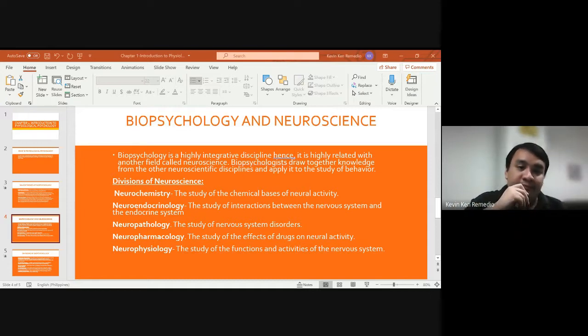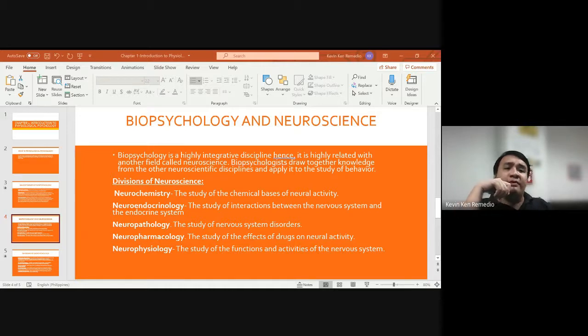neuropathology. Simple. Study of nervous system disorders. Some nervous system disorders are biologically linked, may it be genetics, may it be even environmental influences. Mao na nga part siya sa study because pwede man ma-attribute ang some nervous system disorders to certain biological processes. Next, neuropharmacology, the study of the effects of drugs on neural activity.